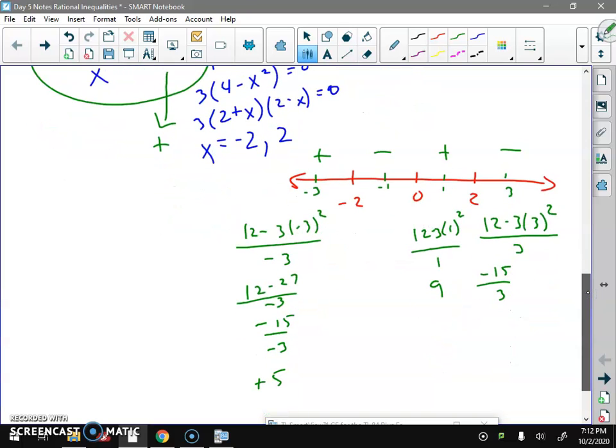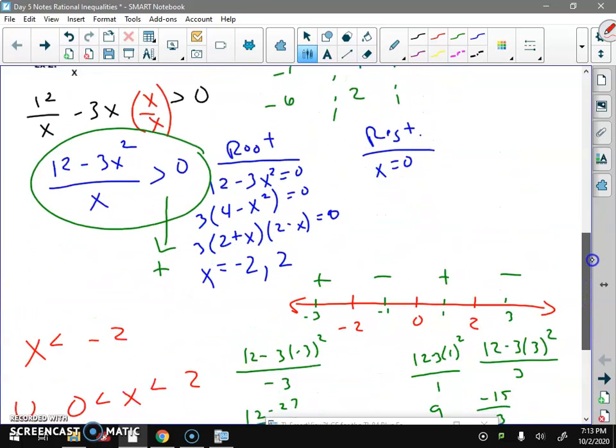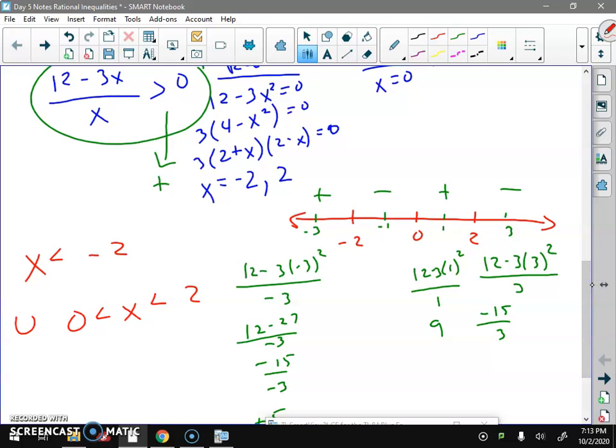I can be anything less than -2, or I can be between 0 and 2. I never make them equal with rationals. I go back and look up. It's not equal, so it's just less than or greater than. So there's my solution.